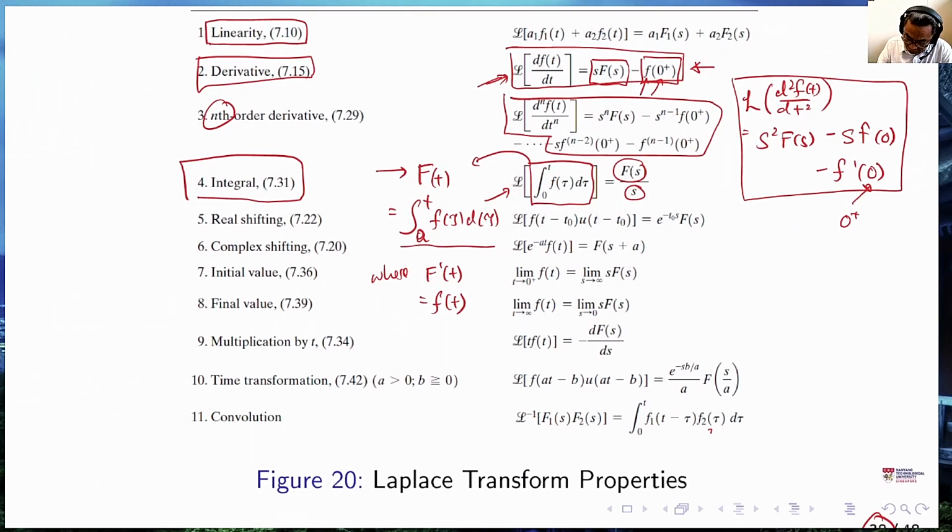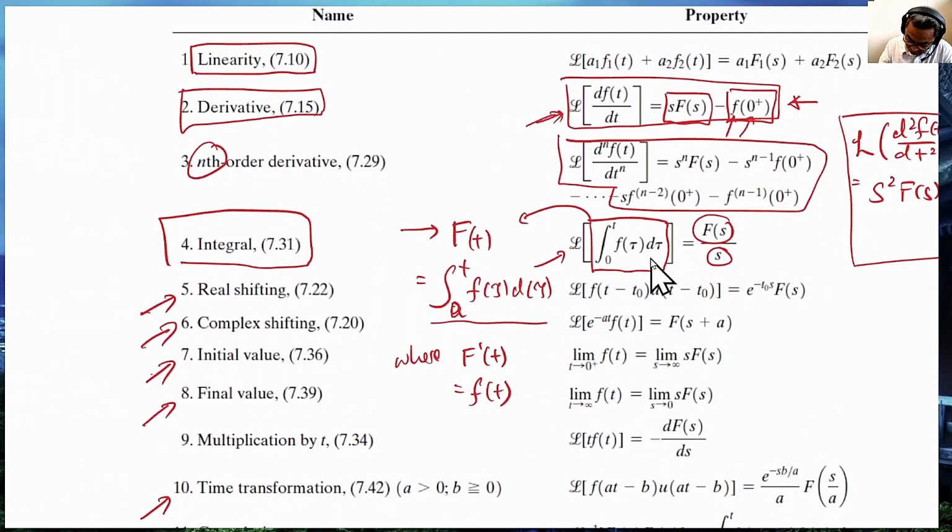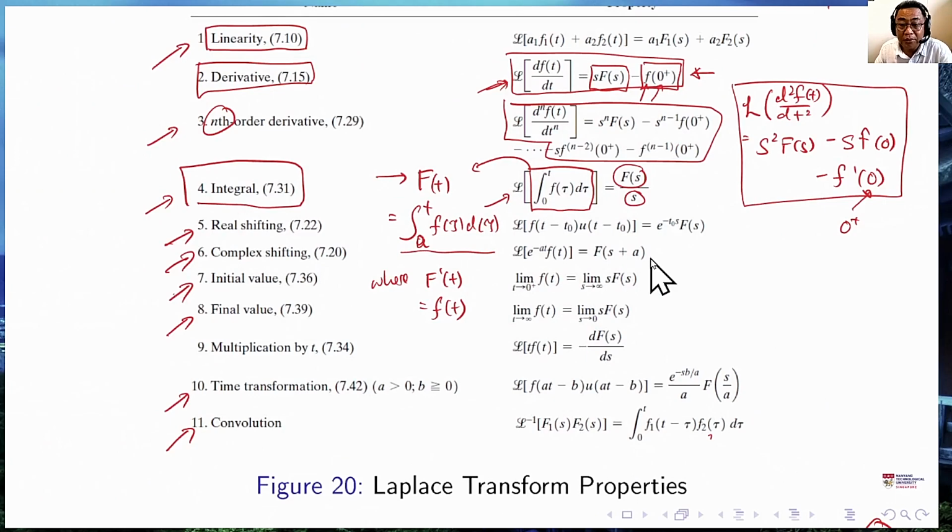Alright, I won't talk about the rest of the table. In this course, we assume that you can copy down this table in your cheat sheet and use it when necessary. Okay, things we will always use are the convolution, the time transformation, the final value and initial value, the complex shifting, the real shifting, integration, and order and linearity. So in fact, almost all. So just remember to copy down all this and use them in your cheat sheet.